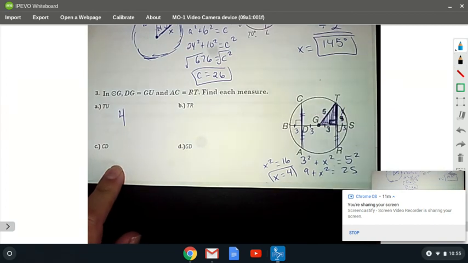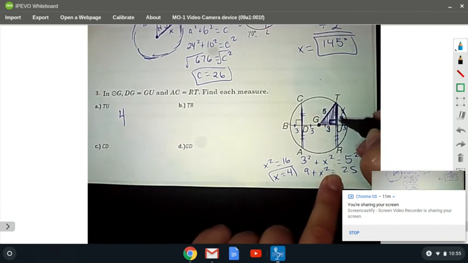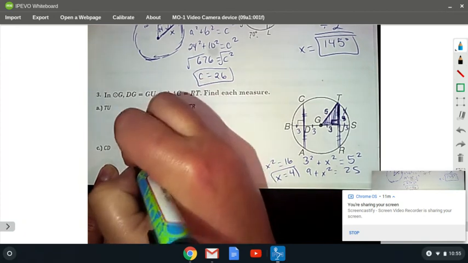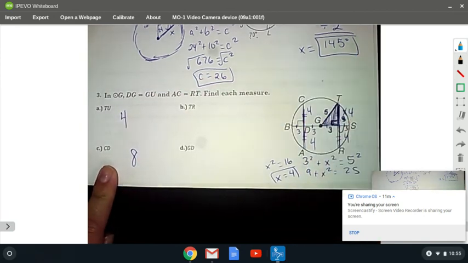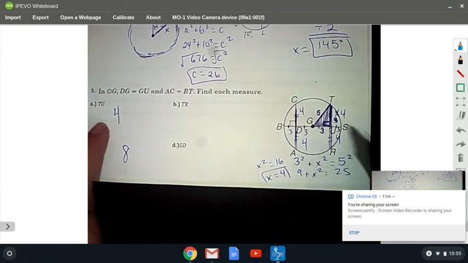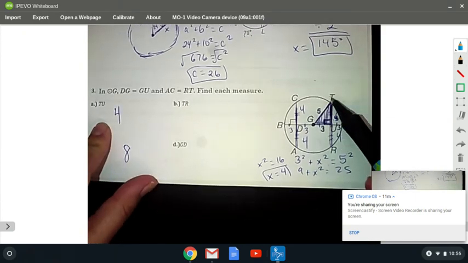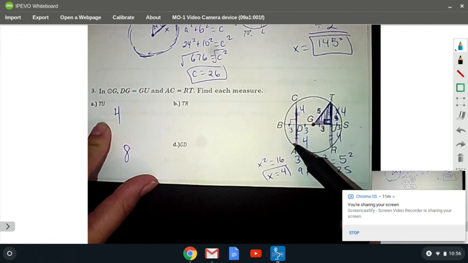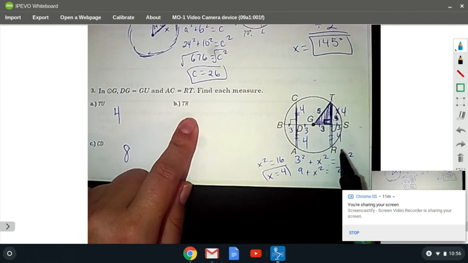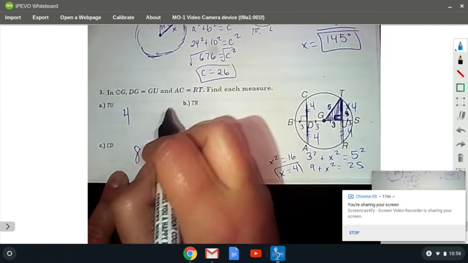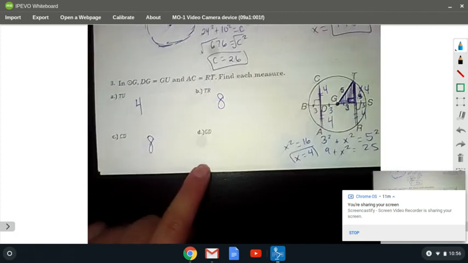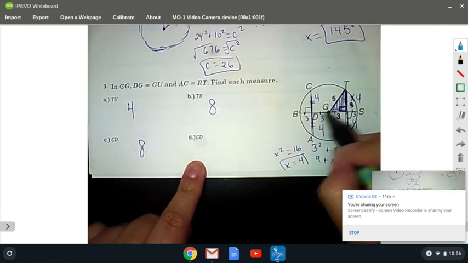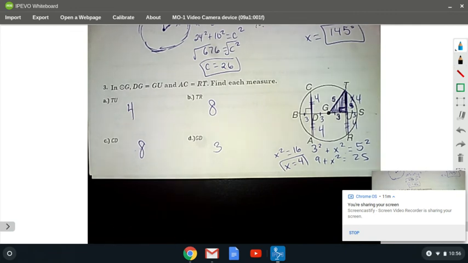They told us the entire thing. Well, we know half of it is 4, so the whole thing must be 8. Okay, so we know this is 4, this is 4, this is 4, this is 4. So we solved for TU is 4. They told us this chord was equal to this chord, and we know that they're being bisected, cut in half. TR, the whole thing, it should be equal to CD. So that should also be 8. And GD, I think we already labeled, it should be 3.